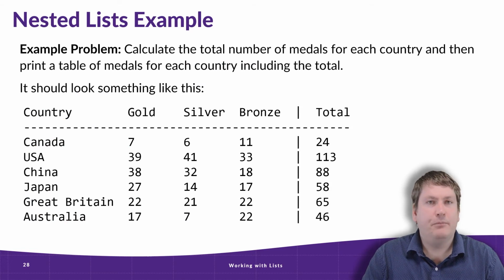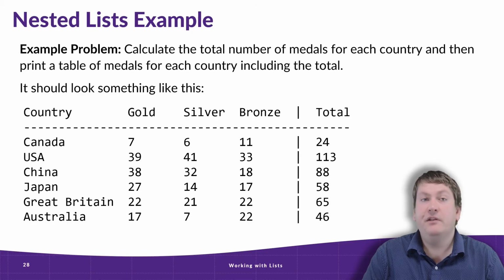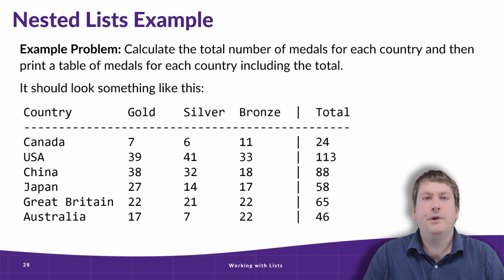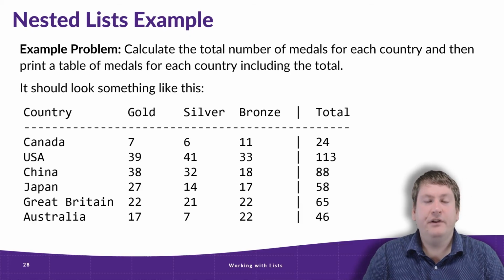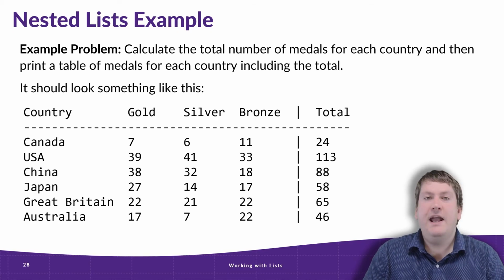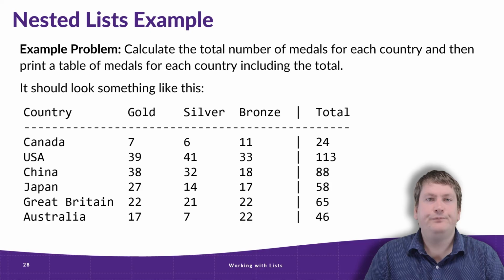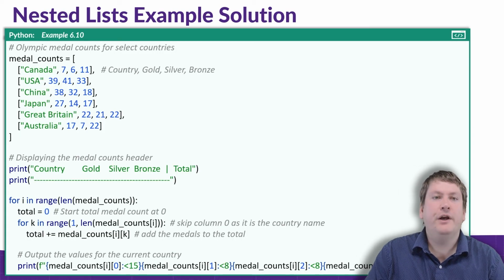So let's take a look at a more practical example. And here we have an example problem using that medal list again. Now we want to print out this medal list, but we don't want to just print it out. We also want to calculate the total number of medals and produce something that looks like this. So we print out each list in our list of lists, and then we should have the number of gold medals, number of silver medals, number of bronze medals, and a total. And the solution is going to look something like this. Let's explore it in PyCharm.